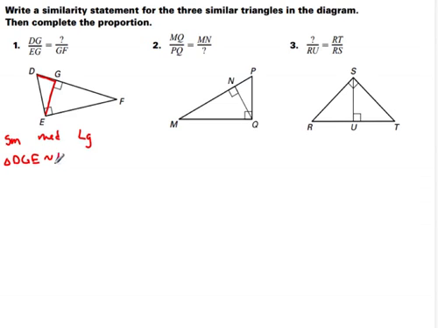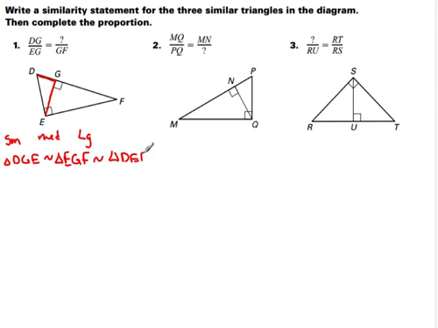That's going to be similar to, in the medium triangle, the short leg is EG and the long leg is GF, so we'll write it that way. And for the large triangle we would say DEF.